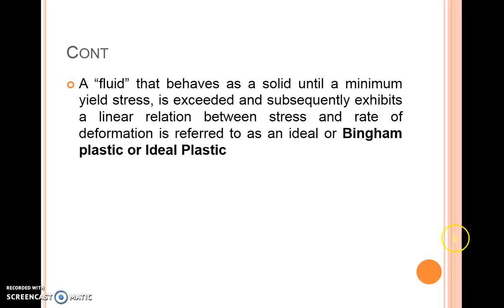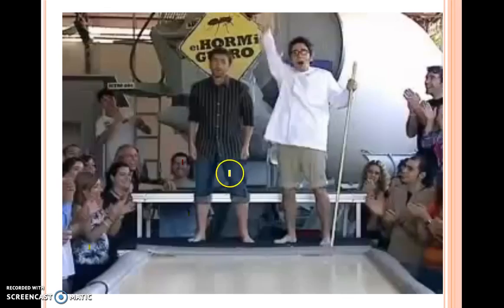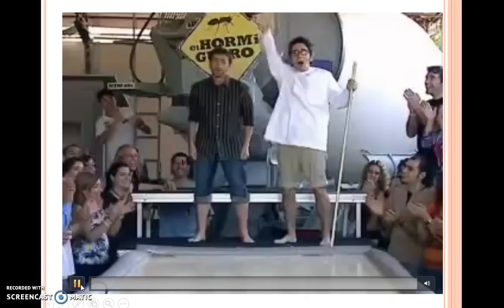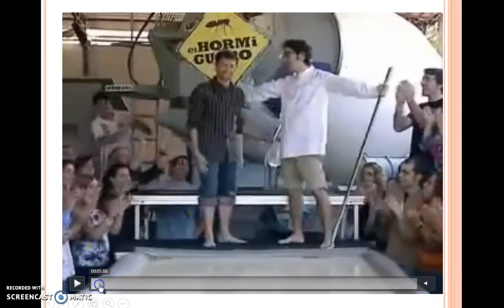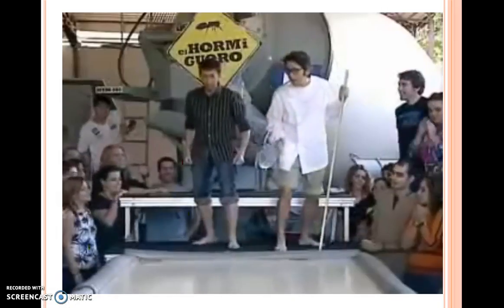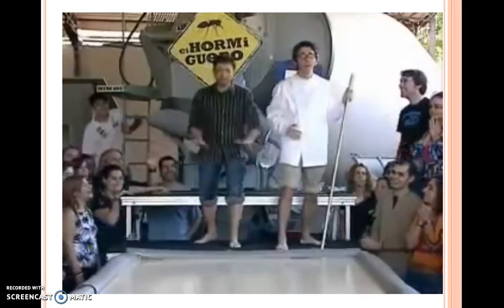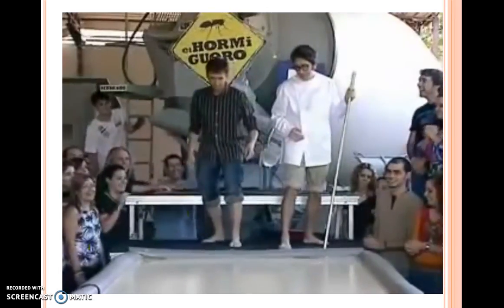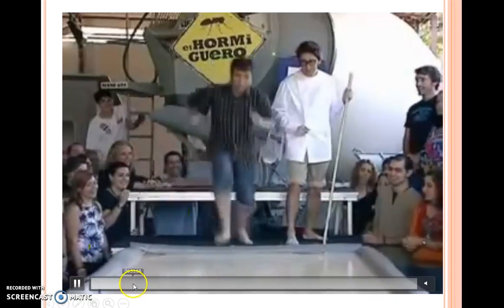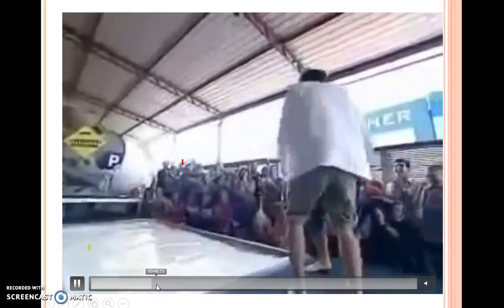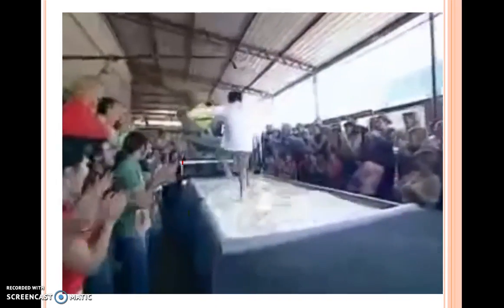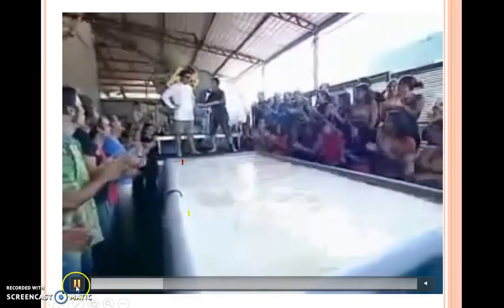There is another one called ideal plastic, a fluid that behaves as a solid until a minimum yield stress is exceeded. If it is exceeded, it behaves like a plastic. So there is one video in which we can see the example. That man can run over the mixture of water and corn. Initially it looks like a fluid. When it has shear stress over it, it behaves like a solid. See, when it is sheared, it behaves like a solid.